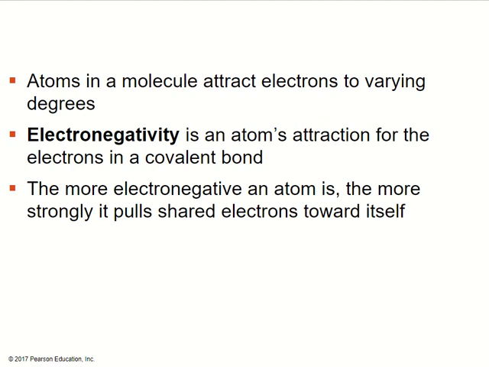Atoms in a molecule attract electrons to varying degrees. Electronegativity is an atom's attraction for the electrons in a covalent bond. The more electronegative an atom is, the more strongly it pulls its shared electrons towards itself. So if there are electrons in a chemical bond, those electrons will be pulled closer to the element that has a higher electronegativity, such as between hydrogen and oxygen, the bonding electrons will be closer to oxygen.